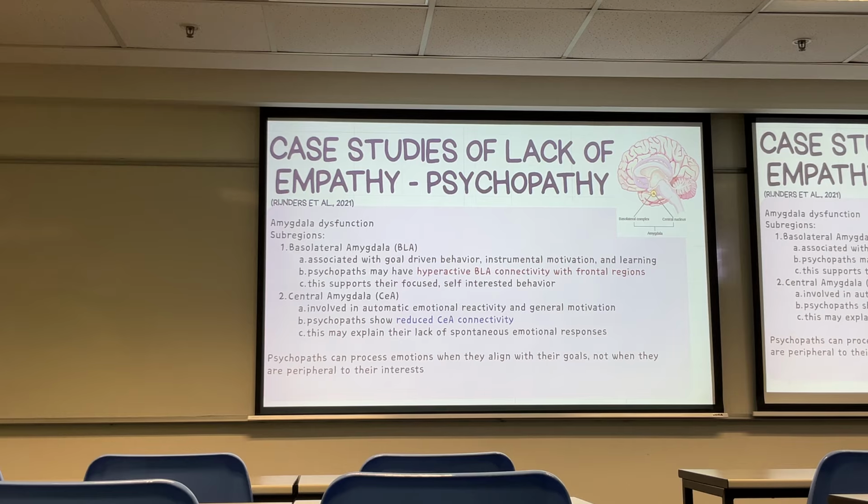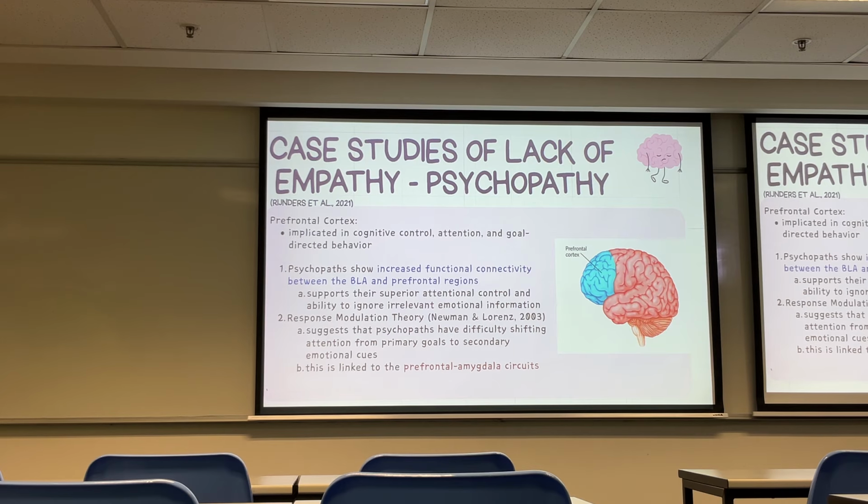Starting with the amygdala, firstly the subregion of the basolateral amygdala, which is associated with goal-driven behavior. Psychopaths may have a hyperactive BLA connectivity with frontal regions supporting their focus and self-interested behavior. Secondly, in the central amygdala, which is involved in automatic emotional reactivity and general motivation, psychopaths show reduced central amygdala connectivity, which could explain their lack of spontaneous emotional responses. They can process emotions when it aligns with their goals, but not when they're peripheral to their interests.